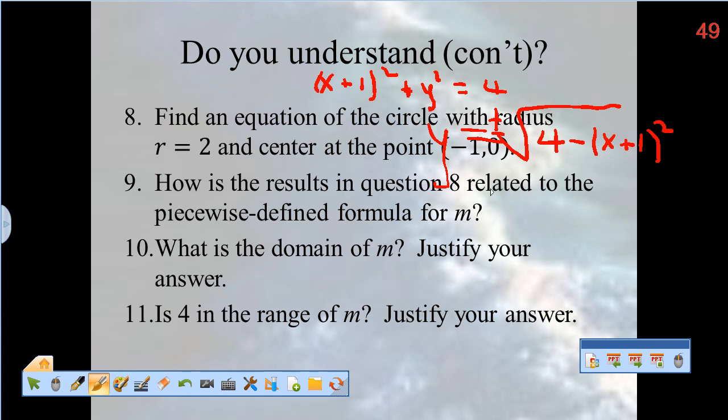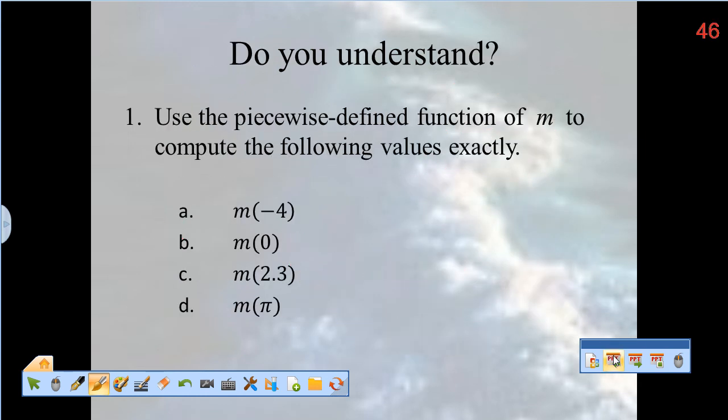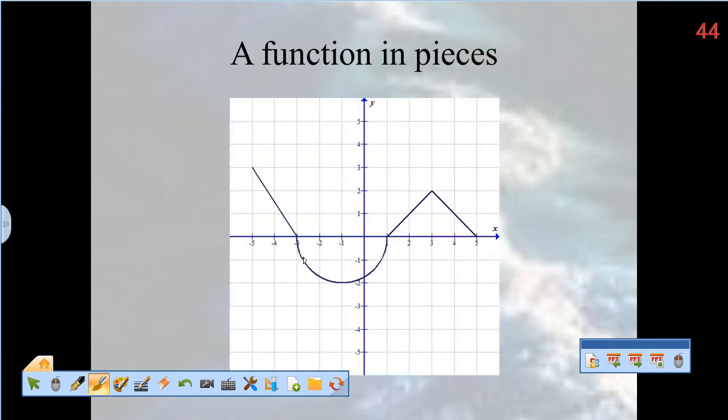How is the result in question 8 related to the piecewise formula for M? Well, let's go back and look. This is where you're falling, and look at your graph. And the reason it's negative is because you have the bottom part of your graph.